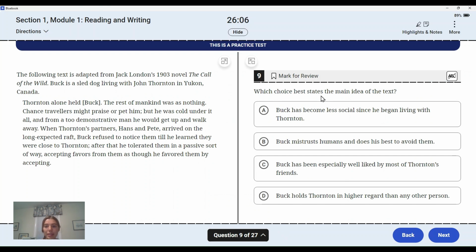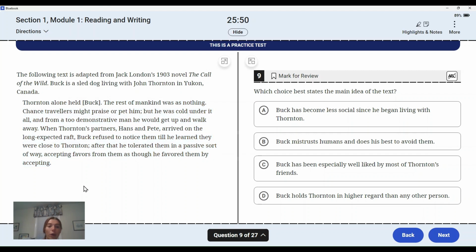Okay, so let's go ahead and read the prompt. It says, which choice best states the main idea of the text? One trick I have is you don't actually need to read any of this stuff here. You just have to read the actual text. So let's go ahead and read that now.